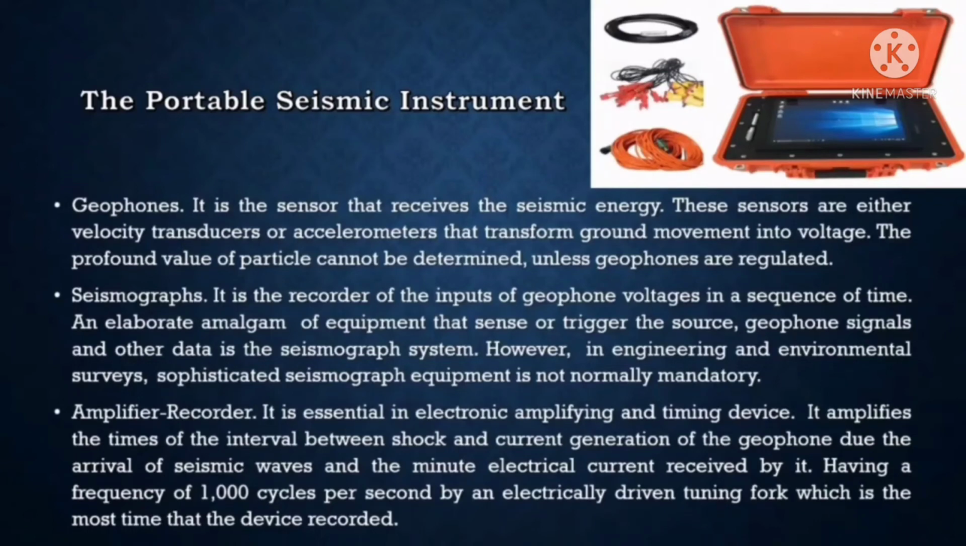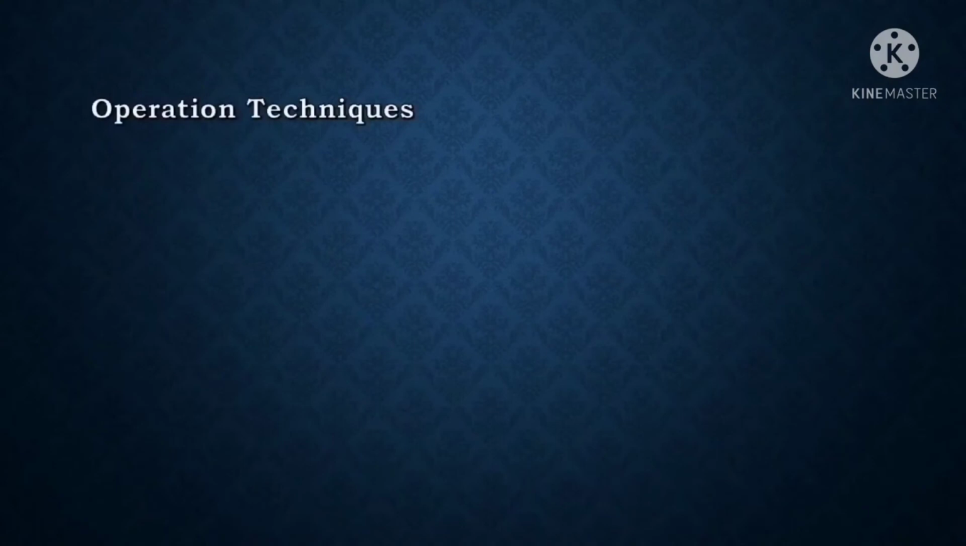Amplifier recorder. It is essential in electronic amplifying and timing devices. It amplifies the time intervals between shock and current generation of the geophone due to the arrival of seismic waves in the minute electrical current received by it, having a frequency of 1000 cycles per second by an electrically driven tuning fork, which is the most time that the device recorded.